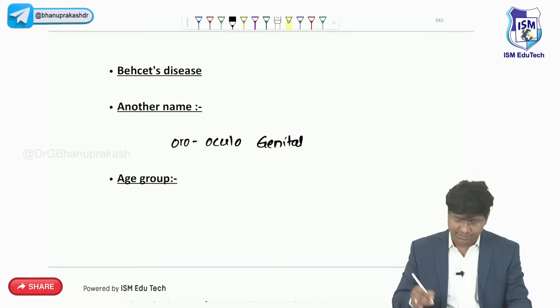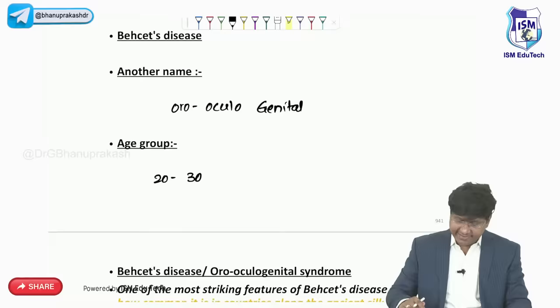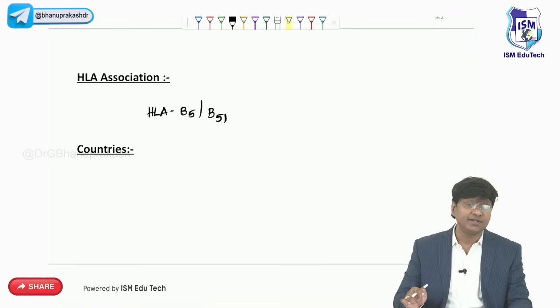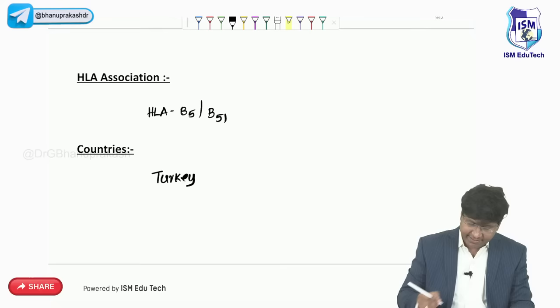And I said you already, they have HLA association. So what are the HLA associations? That will be HLA B5 and HLA B51. That is what you will see in case of Behçet's. And in which country do you see Behçet's most commonly? Most commonly, it is seen in Turkey.